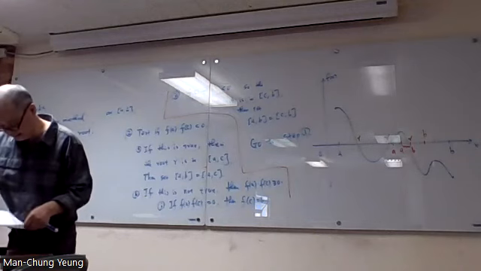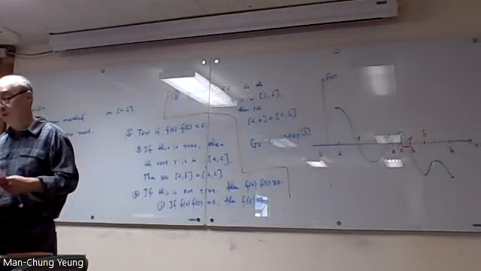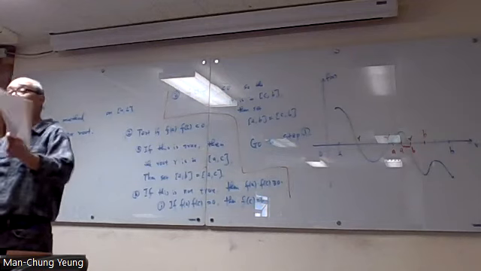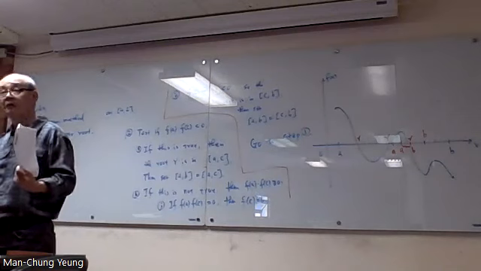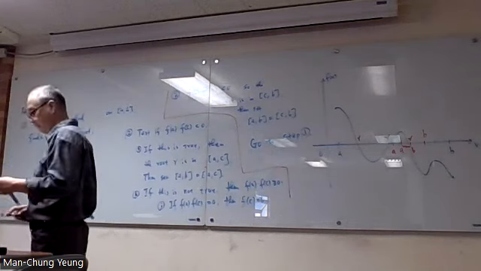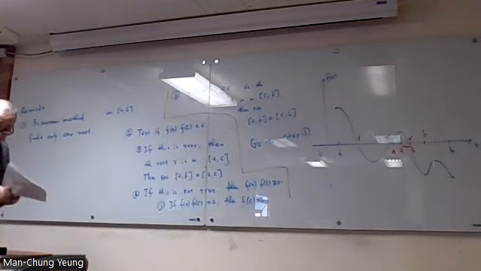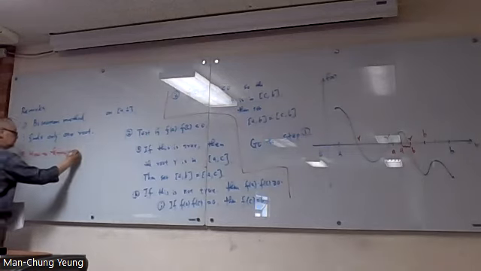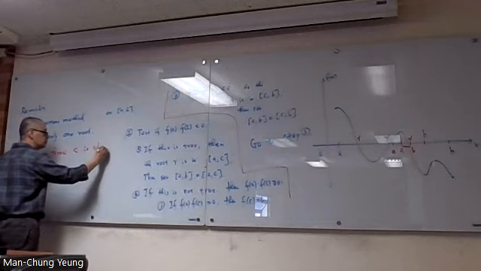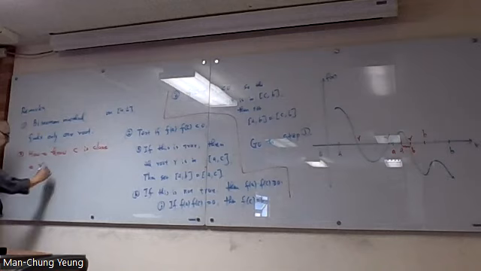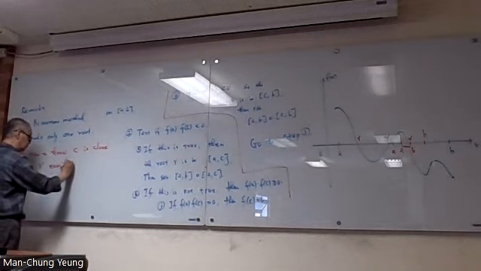Now, the second remark: how to know the midpoint C is close enough to the unknown root? How to know that? Remark number two: how to know C is close to the root enough?